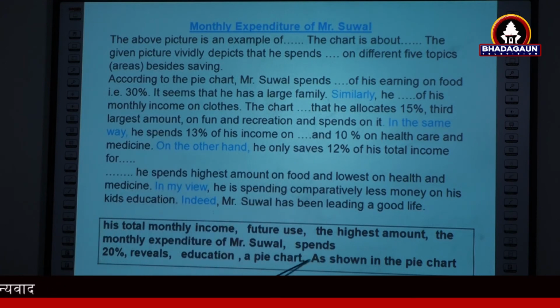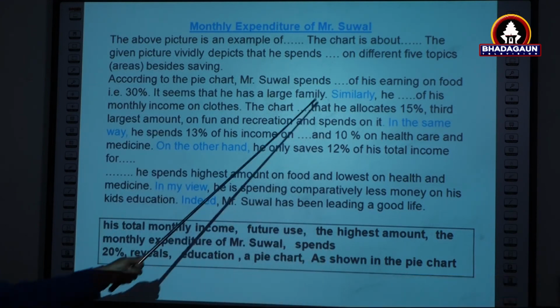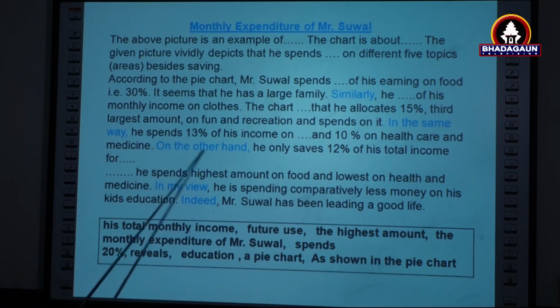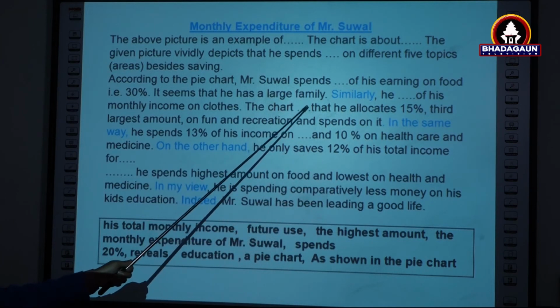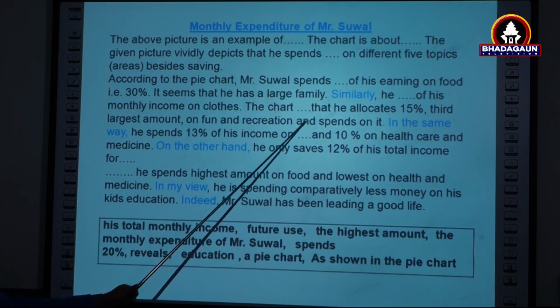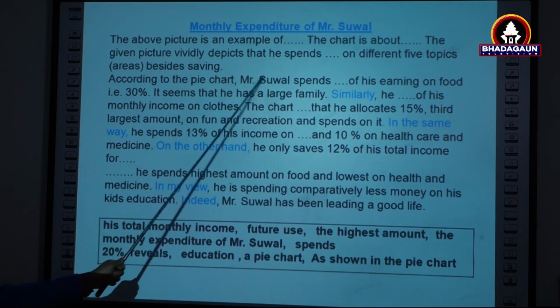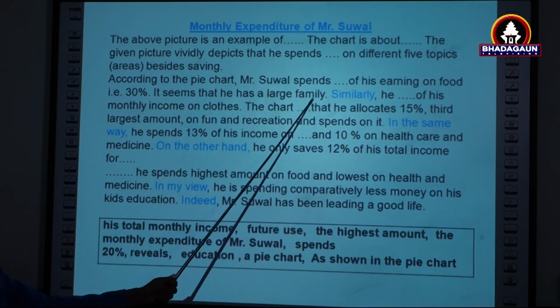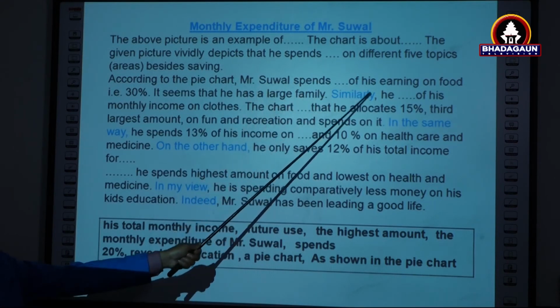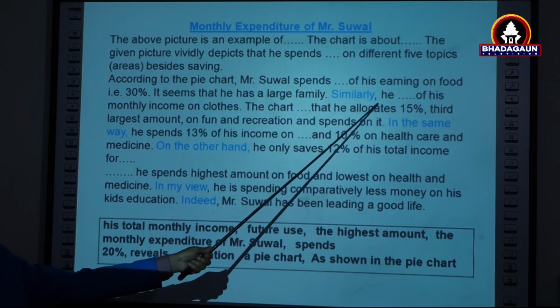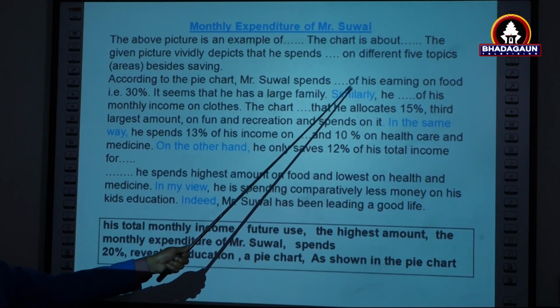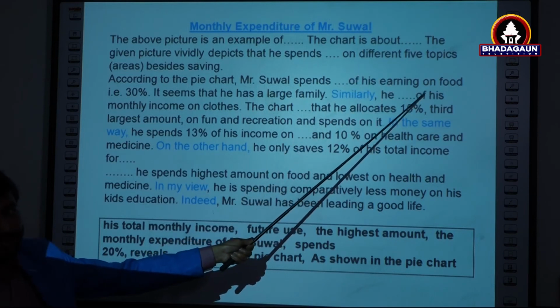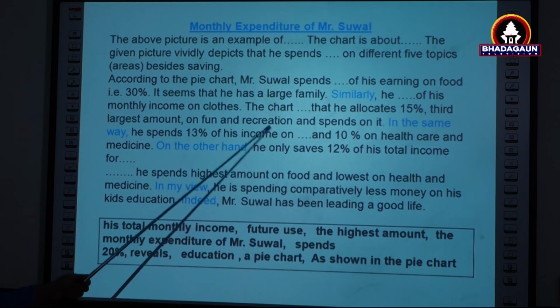In a similar way, you can fill those words in the blank spaces. So one thing I have to share: similarly, in the same way, on the other hand, in my view, indeed, these are the cohesive devices that make your answer logical and your paragraph coherent. So if you say Mr. Sual spends of his earning on food, that is 30%, it seems that he has a large family. You make the judgment, right? Similarly, if you remove this word, your answer becomes less logical. So this joins this idea to the second idea. That's why you have to use these cohesive devices in such a way.